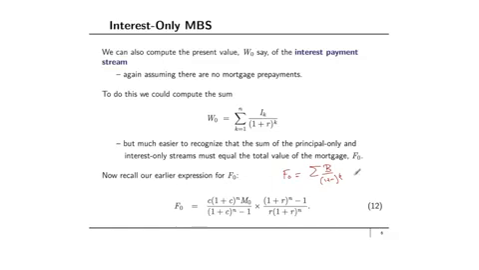Well, F0 must be equal to V0, the fair value or the present value today of the principal stream, plus W0, the present value today of the interest payment stream. So F0 equals V0 plus W0. We've calculated F0 before. We've calculated V0 on the previous slide. So W0 is equal to F0 minus V0.